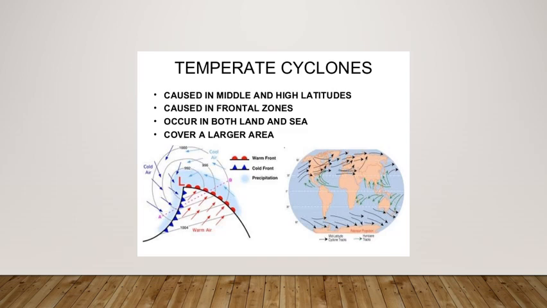The temperate cyclones are much larger than the tropical cyclones. They have a diameter of 1,000 to 2,000 kilometers or even more. These cyclones are oval in shape and the pressure gradient is less than that of the tropical cyclones. Hence, winds are of moderate velocity. The cyclones are accompanied by cloudiness and rainfall.